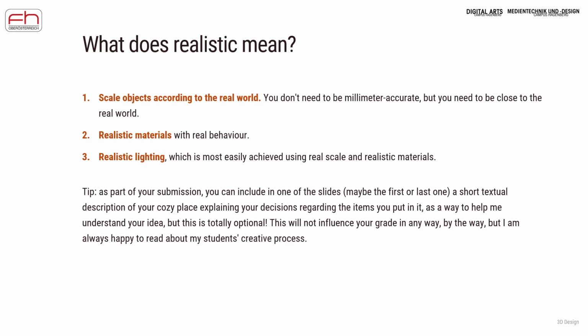Realistic lighting is going to be easier to achieve if you follow the first two things, if you have real scale objects and if you have realistic materials applied to those objects. Okay, so this is extremely important because this realistic lighting is what is going to give us the look and feel of the scene, and is going to trick our eyes to see more, I would say.